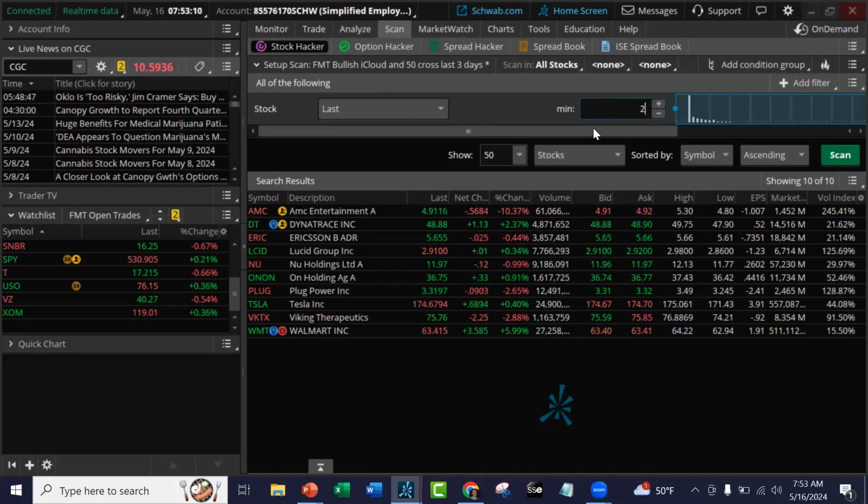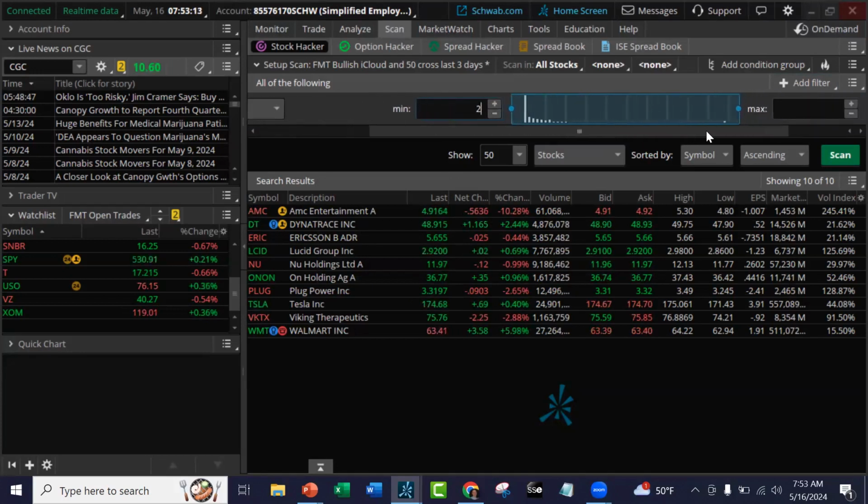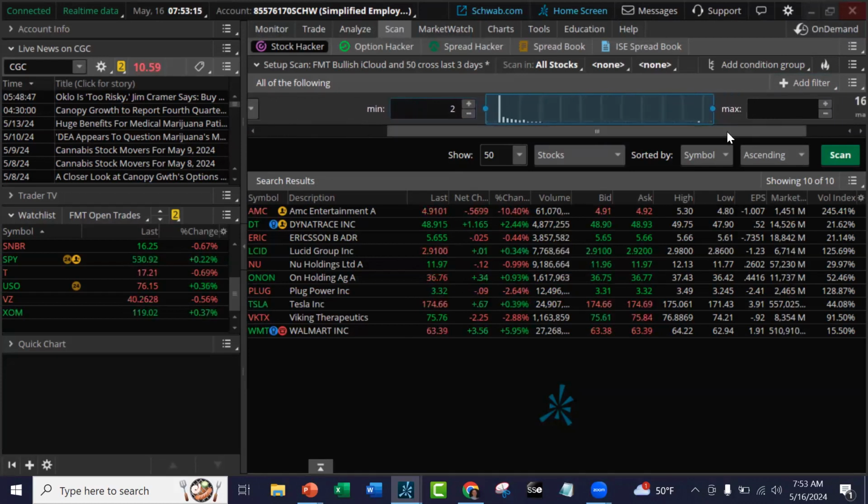I don't mind trading lower cost stocks. I don't trade penny stocks, right? And I'm going to put in a maximum of $200. Just a good place to start. And you can change this by moving these sliders, or you can just type it into the box here. Kind of cool feature.